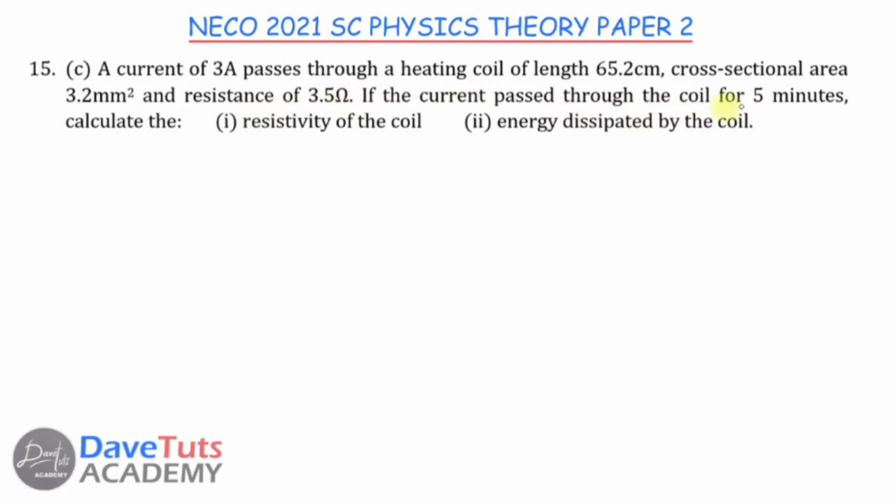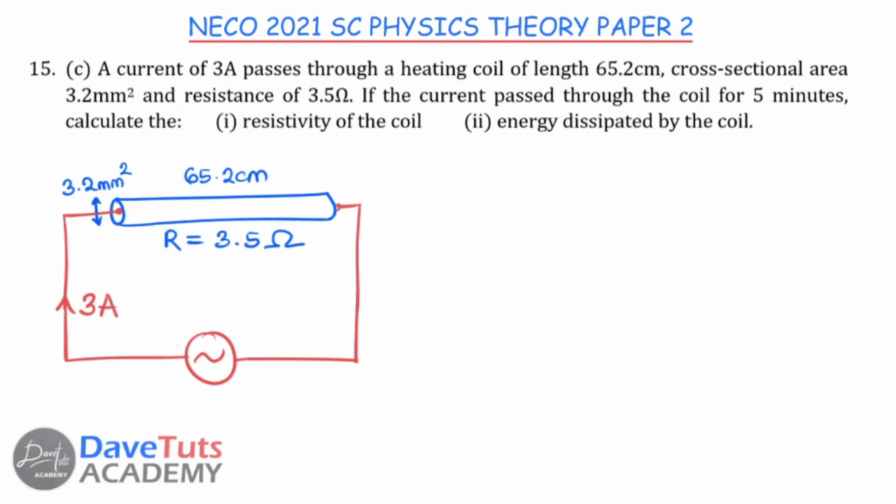If the current passes through the coil for 5 minutes, again, that is in minutes, we need to convert to seconds if we are going to be using that. We have to calculate the resistivity of the coil and the energy that is dissipated by the coil. So this is a pictorial view of what we are having. And then for me, I would just like to first and foremost convert all the units.